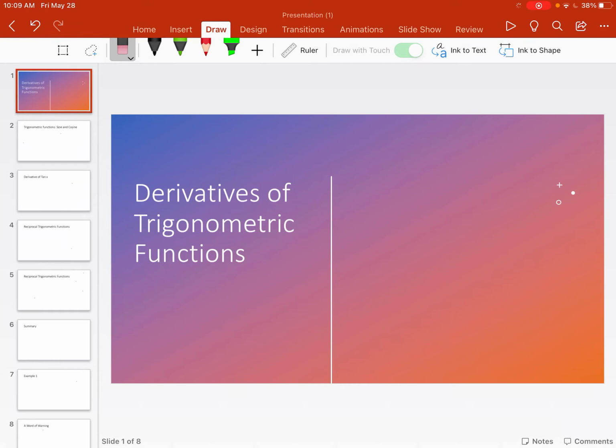Hey guys, so today we're going to be taking the derivatives of trig functions. This section isn't very hard. If you compare it to the product rule or the quotient rule, the section is fairly easy. You'll be using the derivatives of trig functions alongside the product rule and the quotient rule. And so it's very important you get this section.